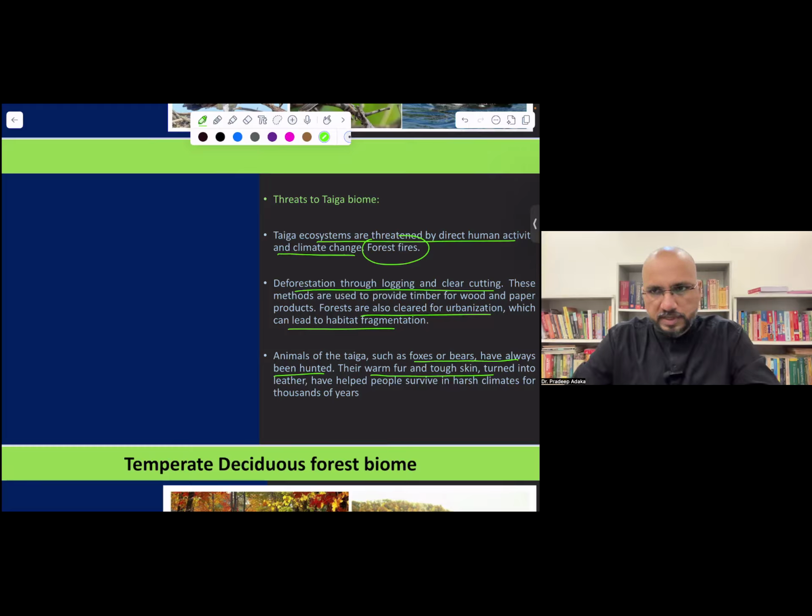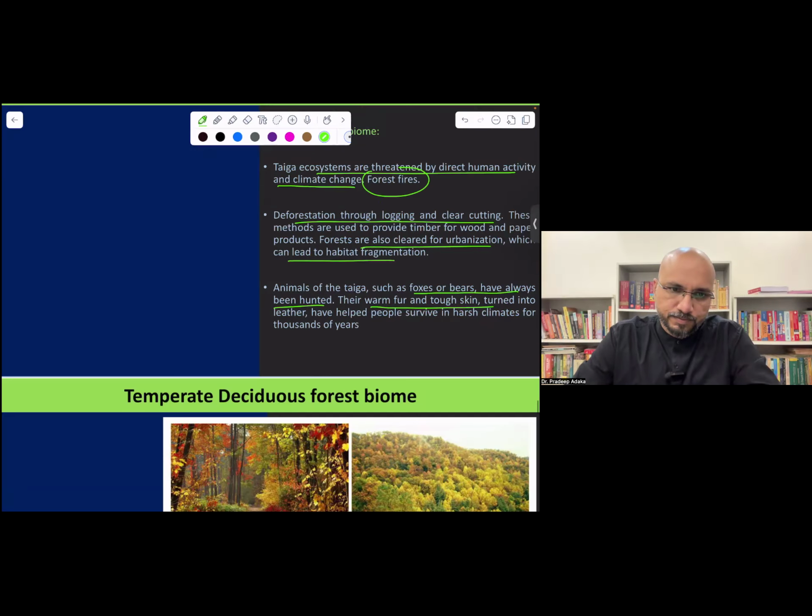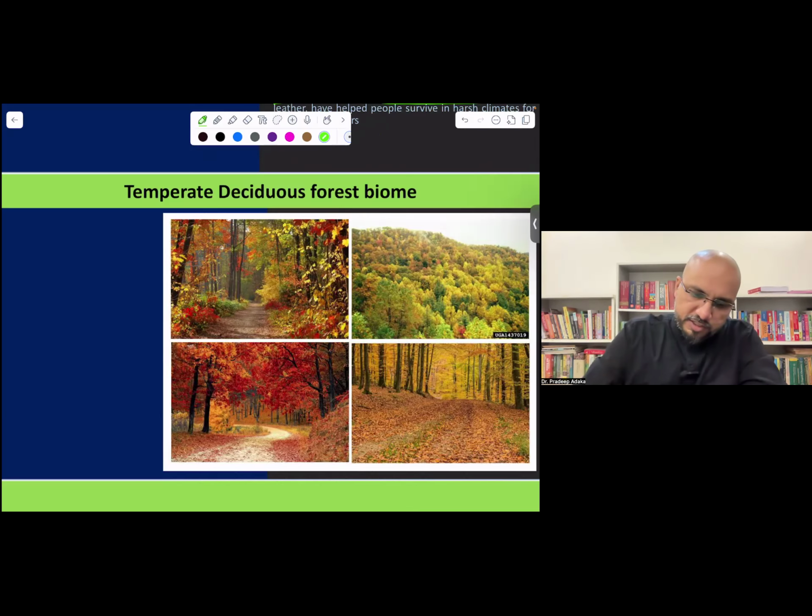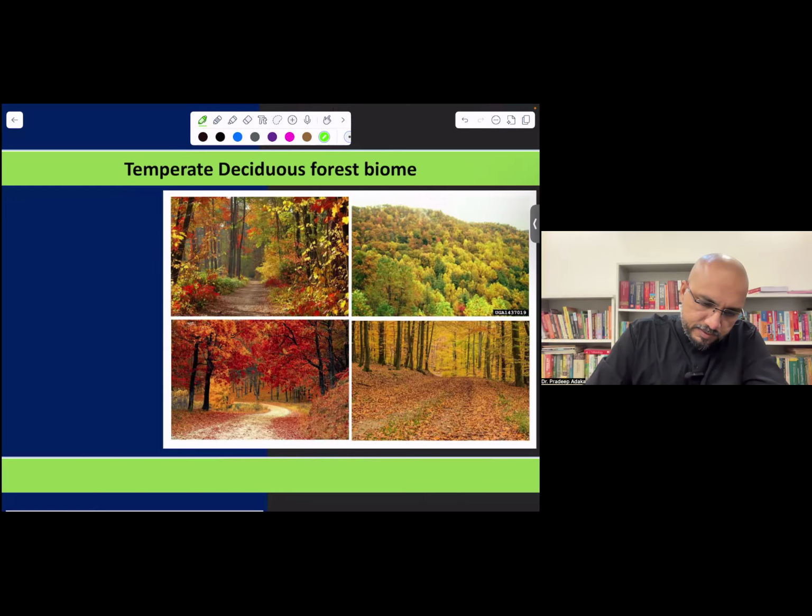So now you have some idea about the taiga biome. What are the different conditions, what are the different flora and fauna which are found in the taiga biome? So this is the largest terrestrial biome. Now we are moving to another biome which is called the temperate deciduous forest biome. Now if you see, so let me use a different color. So let me use this.